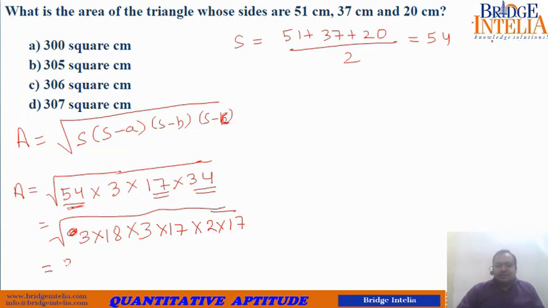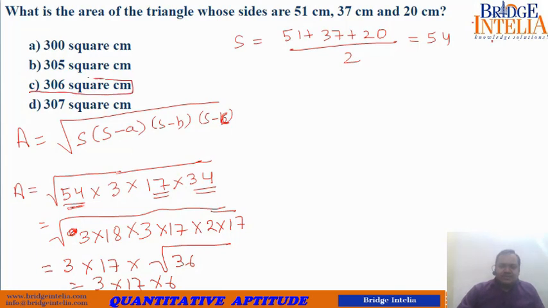So this is 3 into 17 into under root of what? 18 into 2, under root of 36. So this is 3 into 17 into 6. 17 3s are 51, and 51 into 6, 306. So as you can see, this is the correct option. So please analyze these tricks, these small fundas. While finding square root, you need not multiply, because if things are already given in product form, then you need not waste your time in multiplying them again.